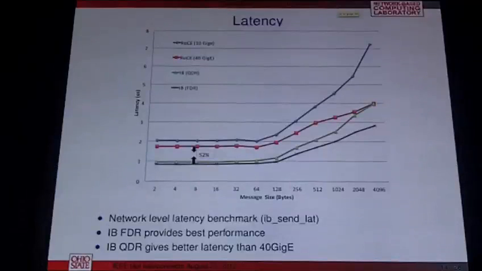When we look at the latency, the x-axis represents the message size and the y-axis represents the latency. We can clearly see that FDR is providing the best latency. Between 40GigE RoCE and IB FDR, we can see that there is a 52% difference. For the QDR, we also see that QDR latency is a bit higher than FDR, but it's still better than 10GigE.